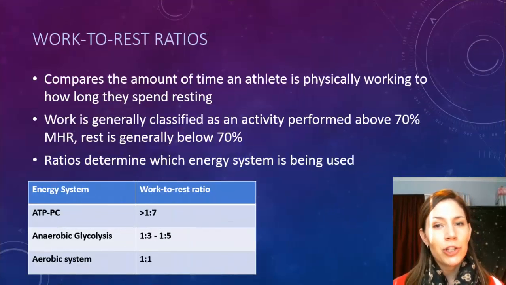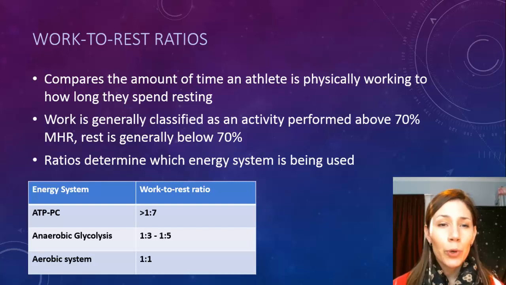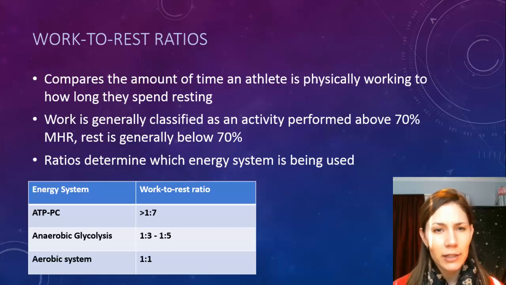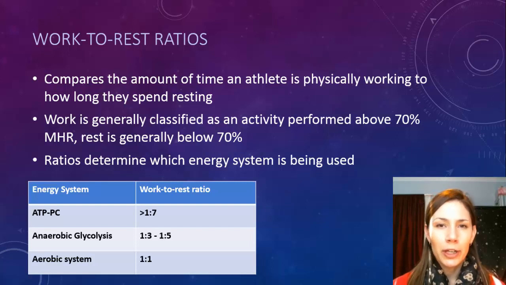All right, work-to-rest ratios are a very, very handy thing to learn for developing a training program. Work-to-rest ratio means how much an athlete is working compared to how much they're resting throughout a game or an activity. So generally when we talk about work, we're talking about working above 70% max heart rate, so aerobic zone and beyond, whereas rest is generally below 70%, so sub-maximal, and actually resting is considered rest.